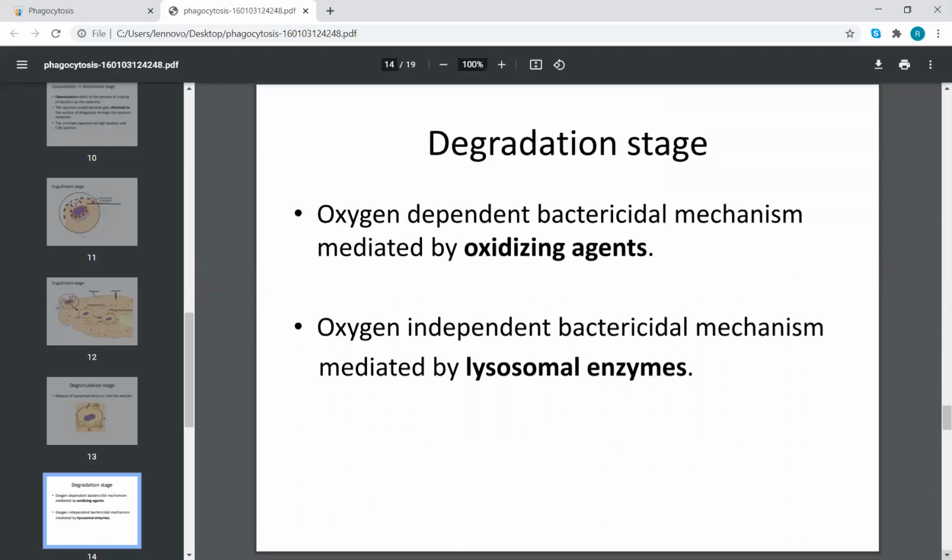So the oxygen-dependent bactericidal mechanisms are mediated by oxidizing agents, which we'll mention, while the independent works on lysosome enzymes. So there's a two-pronged attack, a two-armed attack against the target. You can either use enzymes directly from the lysosomes, or you can use the neutrophil's biochemical apparatus to bring about oxidizing agents. All right.